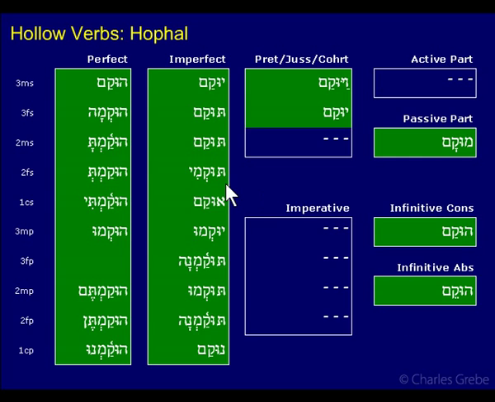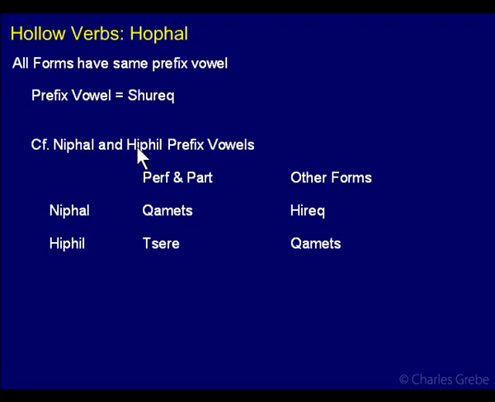So that's all nice. Second person switch, there is no second person switch. The prefix vowel stays shuruk. The theme vowel, patach, stays, and there's no helping vowel. So all that second person switch that we saw in the Nifal and the Hifil, that's not here at all. Okay, what else do you want to say? So prefix vowel is shuruk.